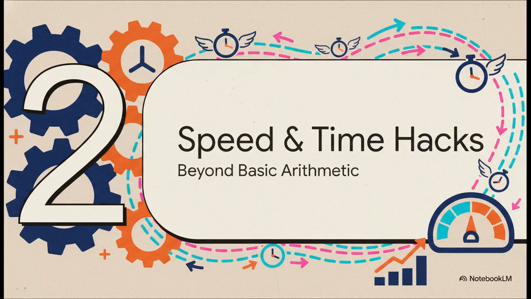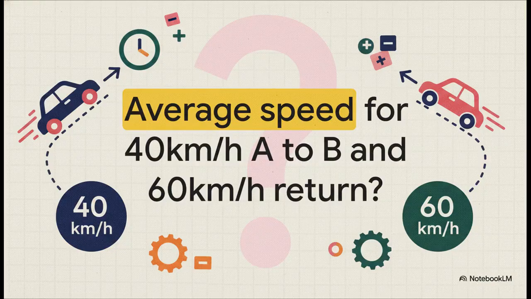Okay, moving right along to part 2, essential speed and time hacks. This is where we move way beyond basic arithmetic. Picture this scenario. You're driving to a destination at 40 kilometers per hour and then returning along the exact same route at 60 kilometers per hour. So, what's your average speed? Most test takers see this and immediately fall into a very specific, perfectly laid mathematical trap. Your brain just wants to take the easy way out, but you have got to resist that urge.